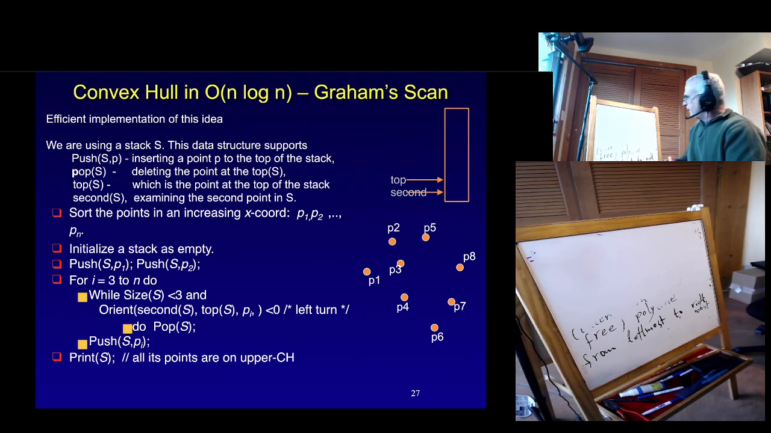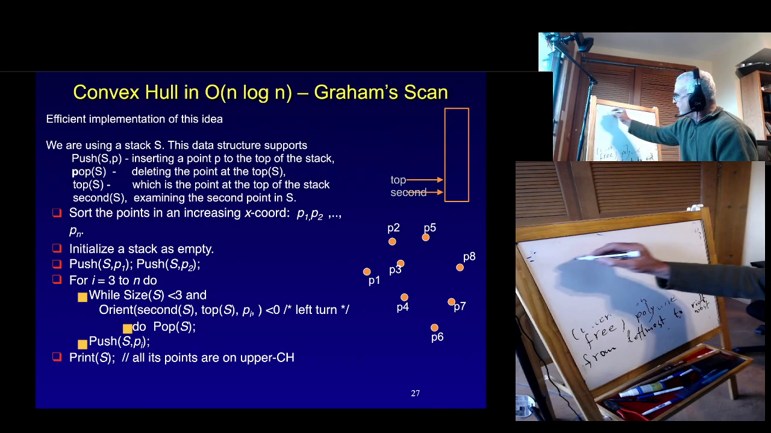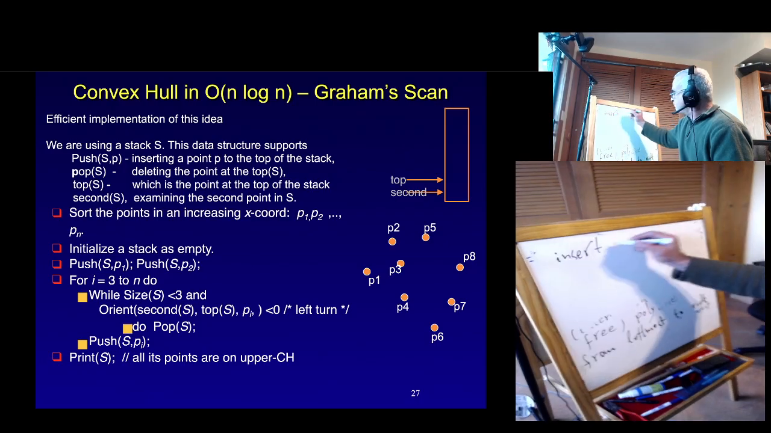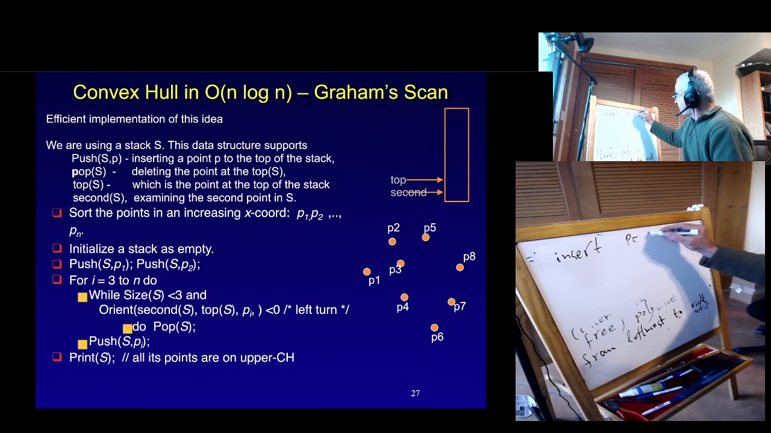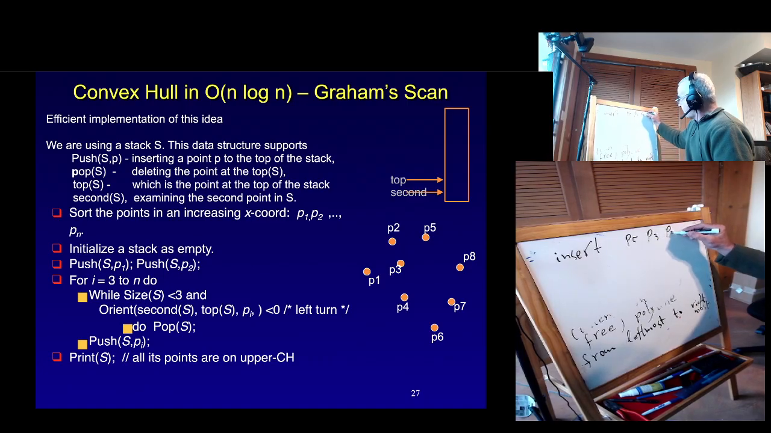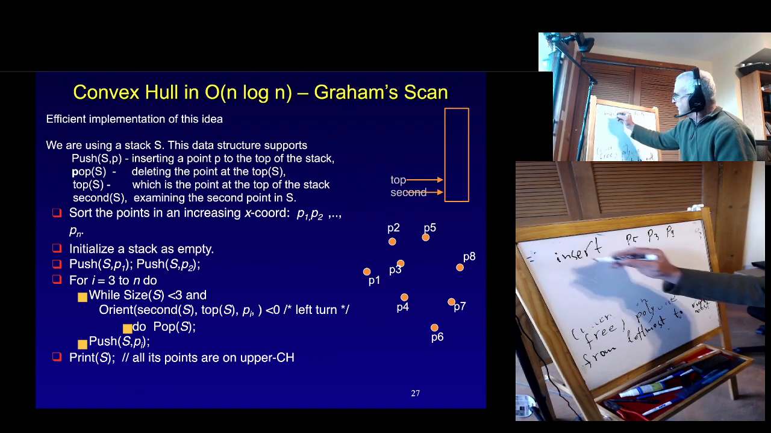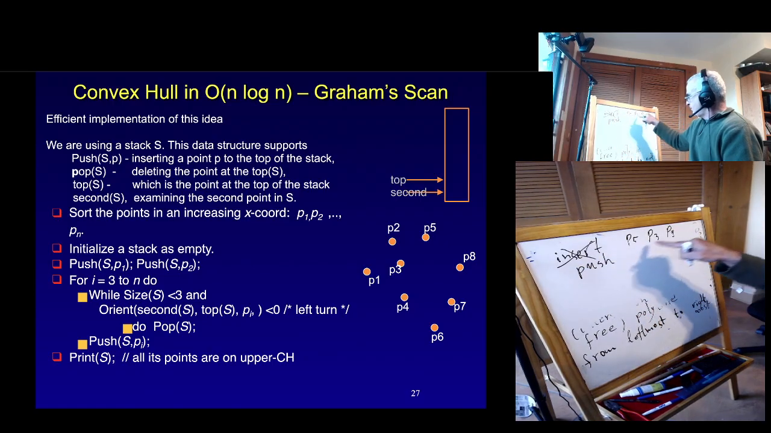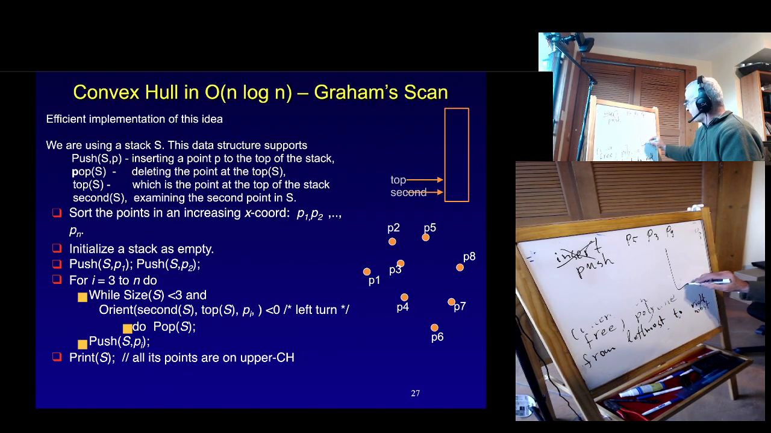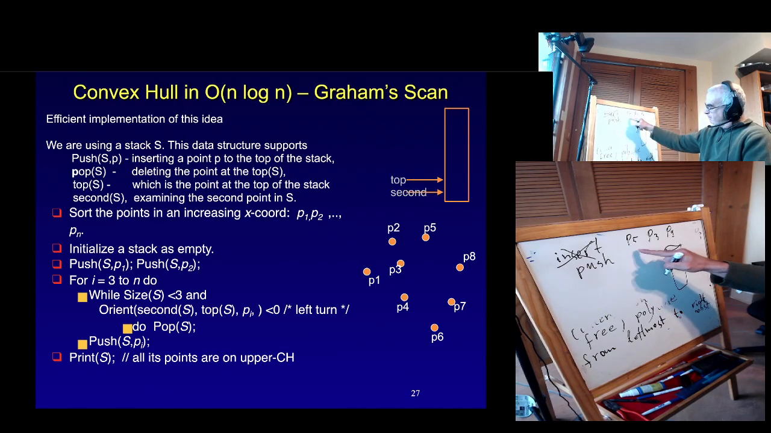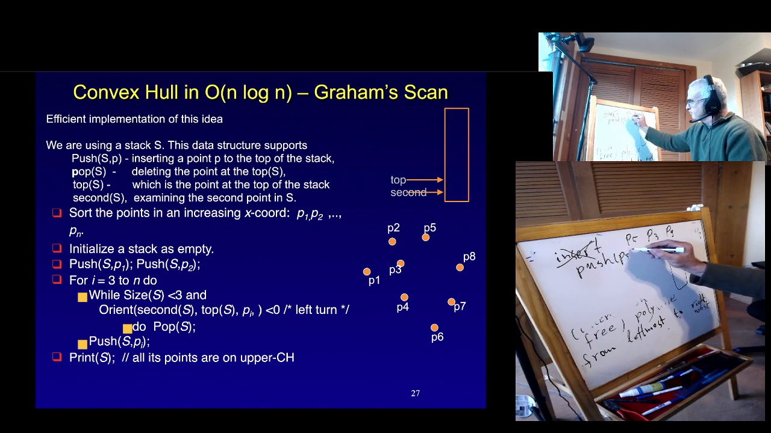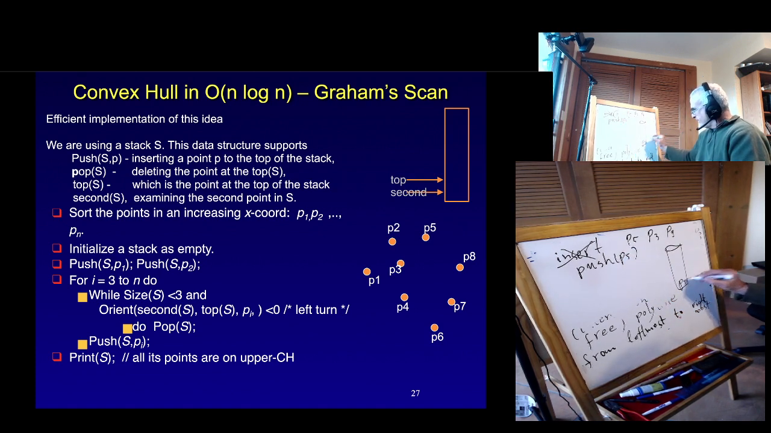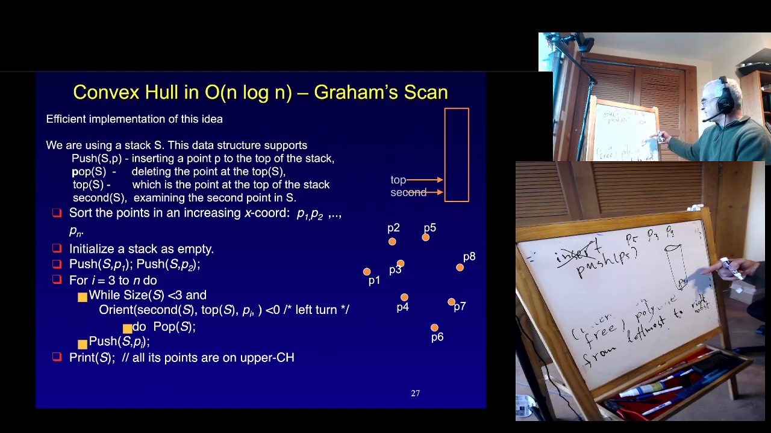let's do a quick example. If I'm inserting P5, P3, P9, if I'm doing push to the stack of these points in this order, P5 is the first one, then my first push of P5 into the stack will put P5 at the bottom of the stack. If I do pop right now, it will remove it.